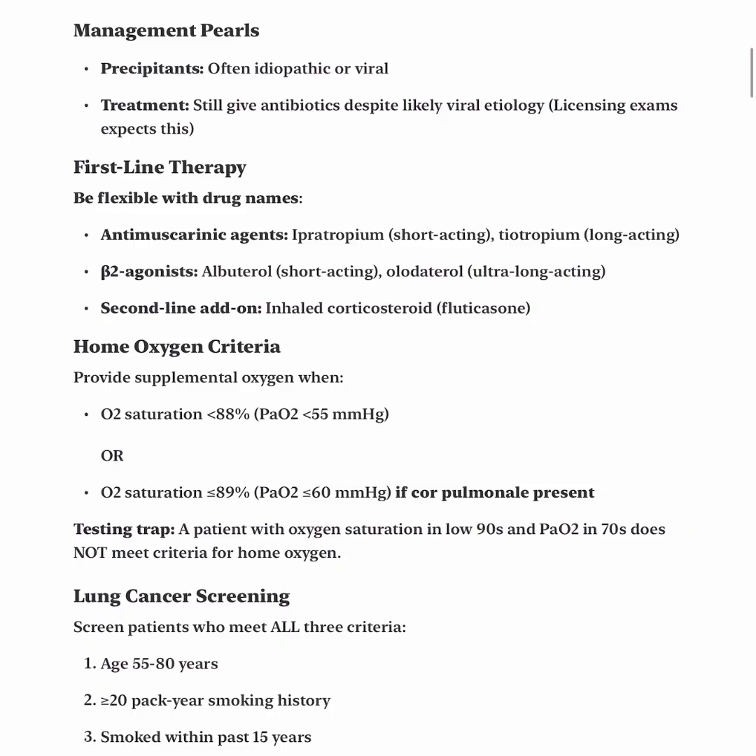Now, a testing trap that they might hit you with is they give you a patient with oxygen saturation in the low 90s and a PaO2 in the 70s. This does not meet the criteria for home oxygen. You need to know the strict cutoffs.